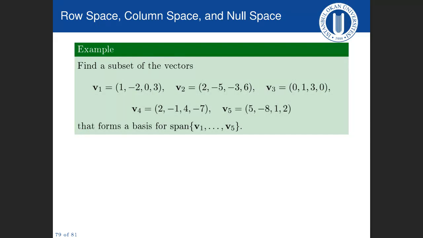And one more example for today's lesson. Find a subset of these 5 vectors that forms a basis for the span of these 5 vectors. Now we're in R4, and the span of V1 up to V5 is going to be a subspace of R4. So it's going to have at most dimension 4, perhaps dimension less than 4. So straight away we know we have too many vectors. At least one of these we're going to want to throw away.